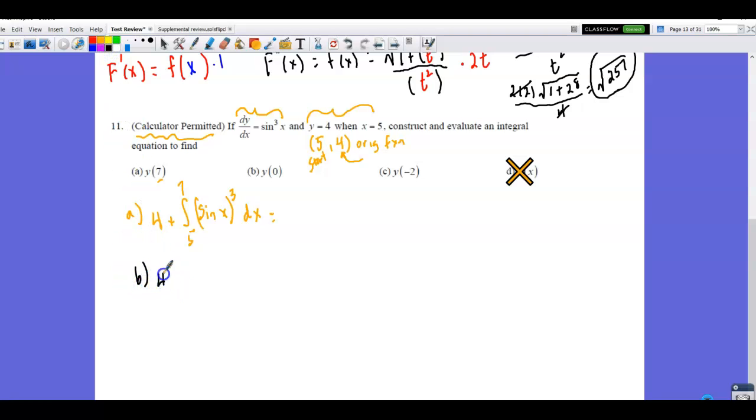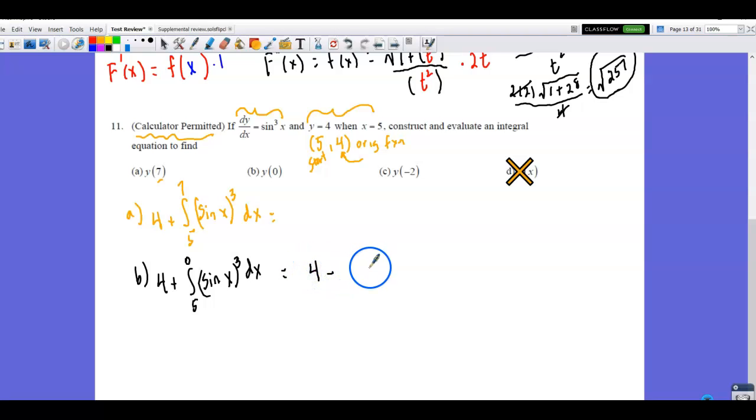Letter B, 4 units of area accumulated. Start the new accumulation at 5. Now look at this one very carefully. And we're going to accumulate to 0 under sine of x cubed. Look at the bounds. Look at the bounds. They're out of order. So we're going to use our integral properties to change that into 4.